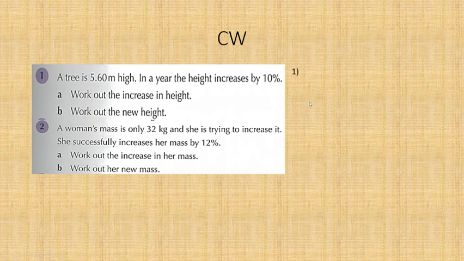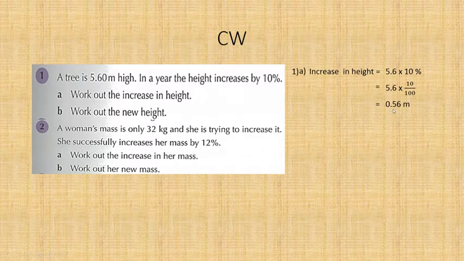To get the increase in height, I have to multiply 10% times the tree height. So it's going to be 5.6 times 10%, which is 10 over 100. The total, 5.6 times 10 over 100, is going to be 0.56 meters. This is the increase in height.